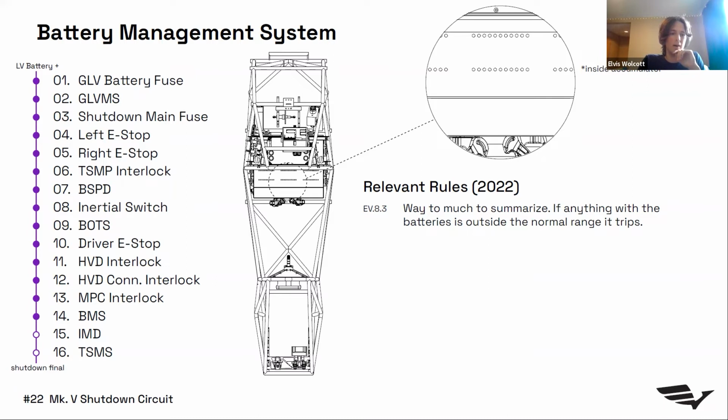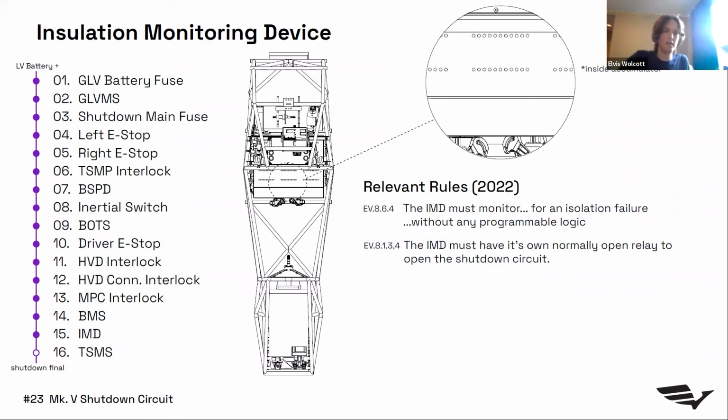And then the IMD is the insulation monitoring device, which is a part we buy from a competition approved vendor. It is able to detect an isolation failure, which means that there is a current path between the tractive system and the grounded low voltage system. This is a really important safety measure because the entire chassis is connected to our grounded low voltage system. So if that becomes connected to the high voltage system, it suddenly becomes very likely that anybody touching anything on the car would potentially get shocked. And so this will make sure that we open the AIRs and disconnect everything if that happens.